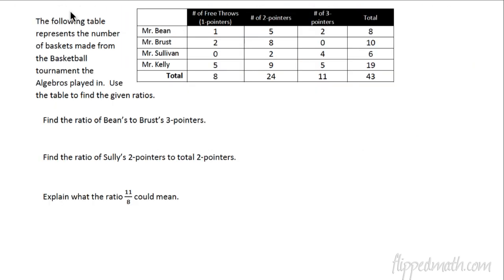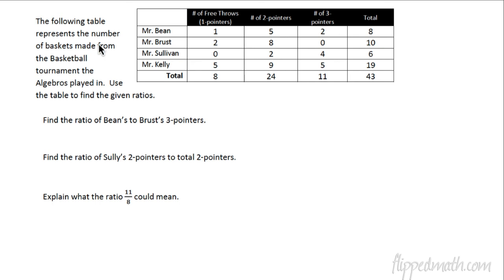Now, this one looks a little bit tricky. It's a crazy table, and look at all those numbers. We have the number of free throws, number of 2-pointers, number of 3-pointers. We have a total column, and all these numbers involved here. So don't let all of the numbers get too crazy and worry you too much. Let's read what it has to do with this problem here.